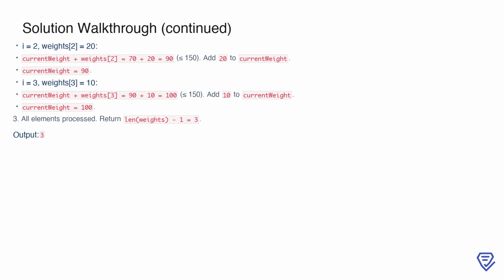current weight to 90. The fourth person, weights[3], has a weight of 10. Adding this results in a total of 100, which is still within the maximum capacity. We include this person and update current weight to 100. At this point, all individuals in the weights array have been processed. Since no one exceeded the capacity, we return the index of the last person, which is the last index of the array, 3. The output for this example is 3, meaning all 4 individuals were able to enter the elevator without exceeding the maximum weight.